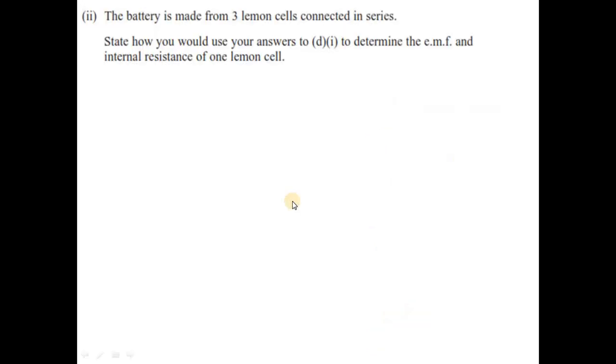The battery is made from 3 lemon cells connected in series. State how you would use your answer to D I to determine the EMF and internal resistance of one cell. The EMF and internal resistance we found in the previous part are for 3 cells, of course. So we divide these values by 3 to get the values for one cell.